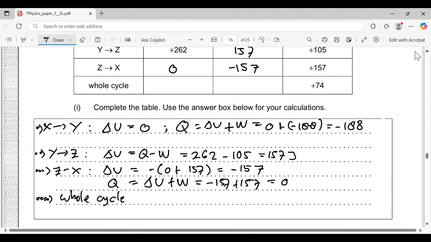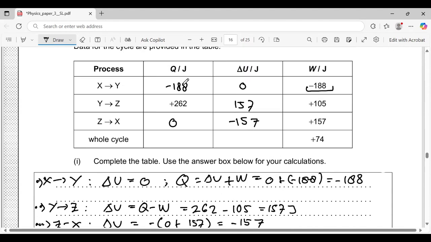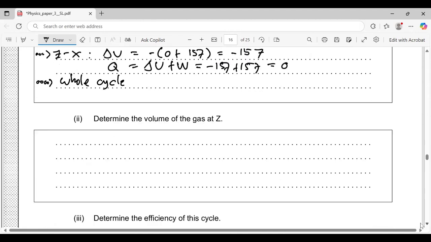And for the whole cycle, we need to calculate the accumulation of Q: minus 188 plus 262 is 74. Okay. And the accumulation of delta U is 0, because 0 plus 157 minus 157 equals 0. I think that is clear. Let's continue to the next question.